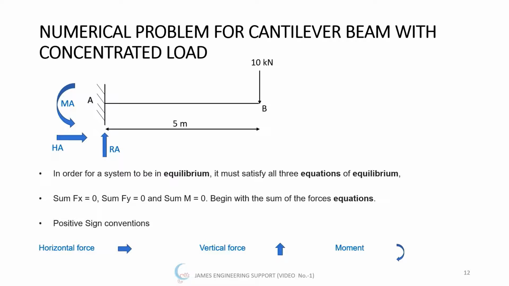But in my opinion, let us start with some numerical values, so it will give you some confidence. Considering this 10 kilonewton load at B, A is my fixed support and it is apart at 5 meter. So there will be three unknown forces: the moment at A, HA, which means the horizontal reaction at A, and RA, the vertical reaction at A.